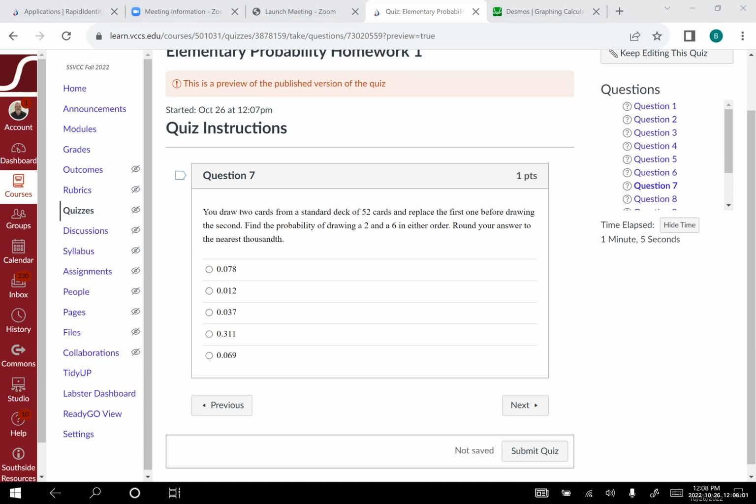And remember, because it was a 2 and a 6 in either order, when we drew the first card, 8 cards would satisfy that condition. They're either a 2 or a 6. Once we drew a 2 or a 6, then there's only 4 cards left that satisfy that condition. So if we drew a 2 the first time, then we need a 6 the second time. There's only 4 of those, and vice versa. So that gave us 12. But we talked about that last class, at the end of class.